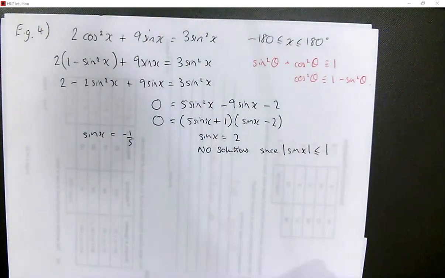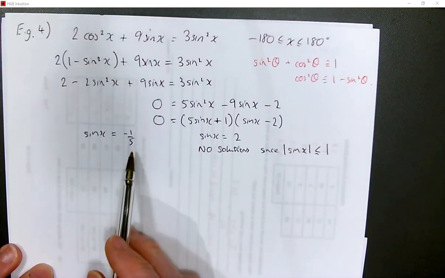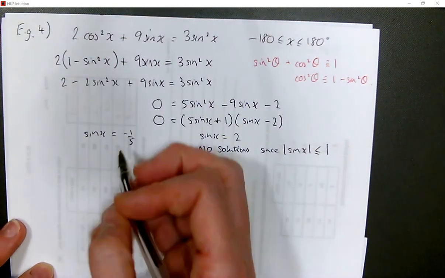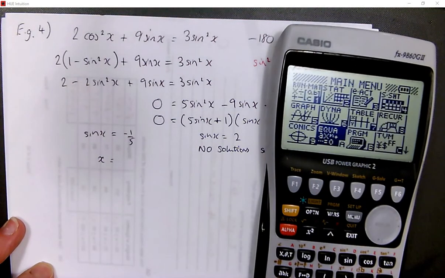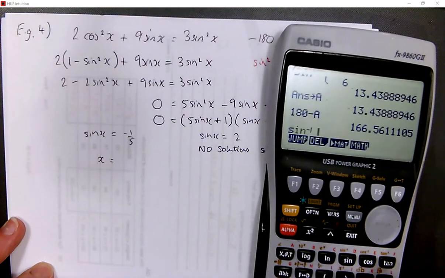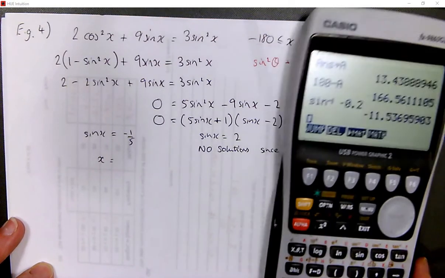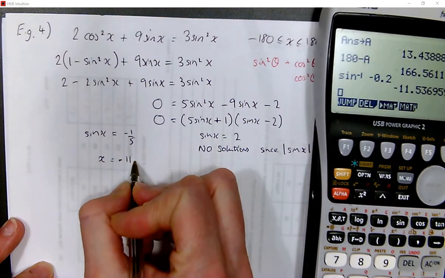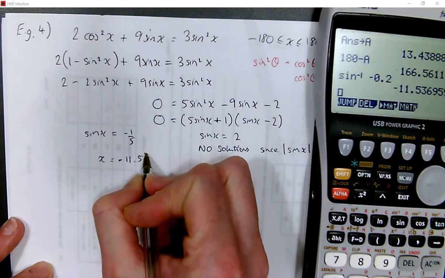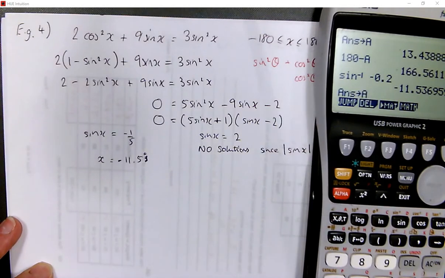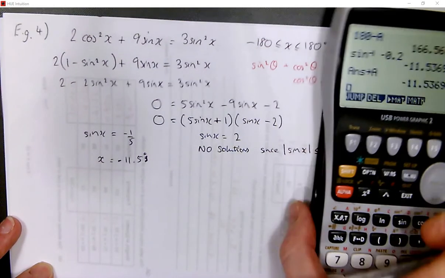Okay, right, so let's focus on this one here. If I do inverse sine on the calculator, okay, we get -11.5 degrees. So I'll store that.